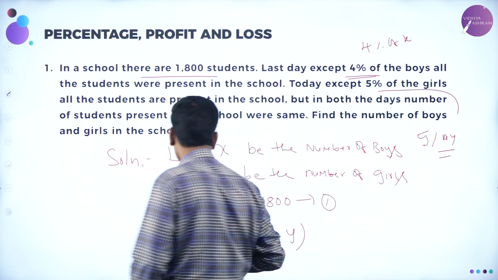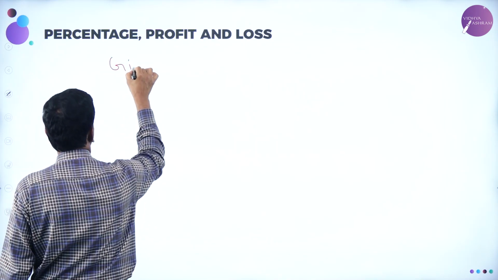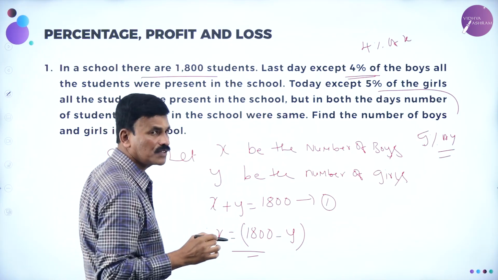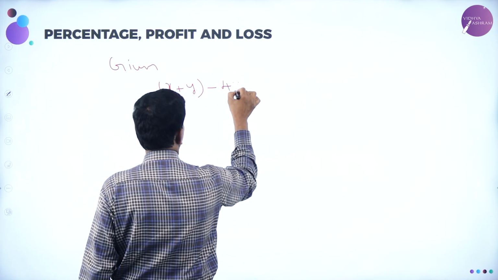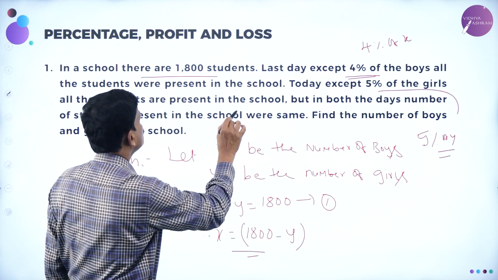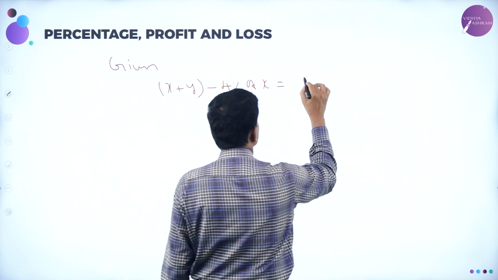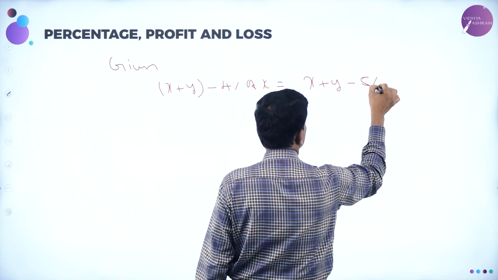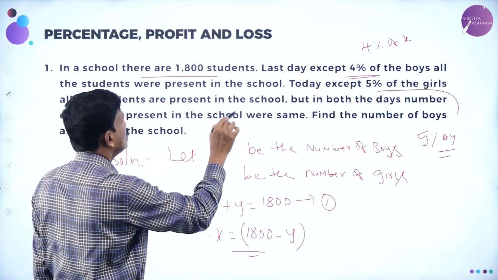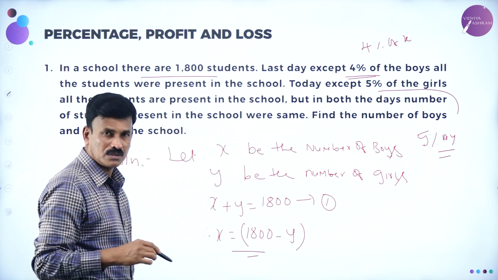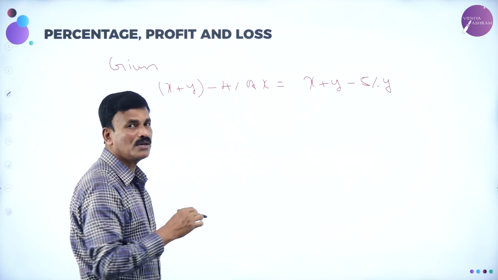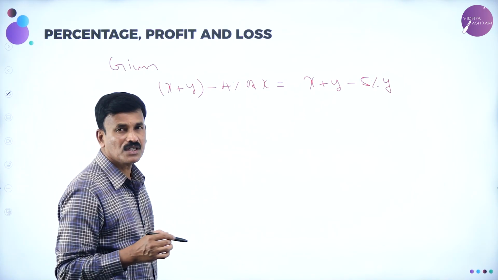Now, using this concept, the given condition is: last day, except 4% of the boys, x plus y minus 4% of x is equal to, next condition, today, except 5% of the girls, x plus y minus 5% of y. Today, except 5% of the girls, all students were present. But in both the days, the number of students were found to be the same. Therefore, x plus y minus 4% of x is equal to x plus y minus 5% of y.